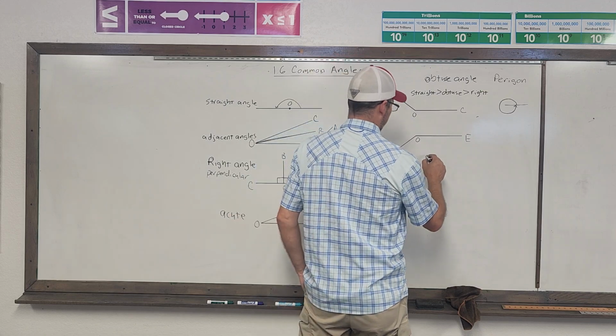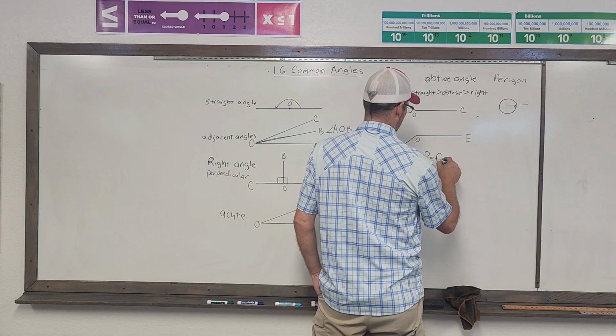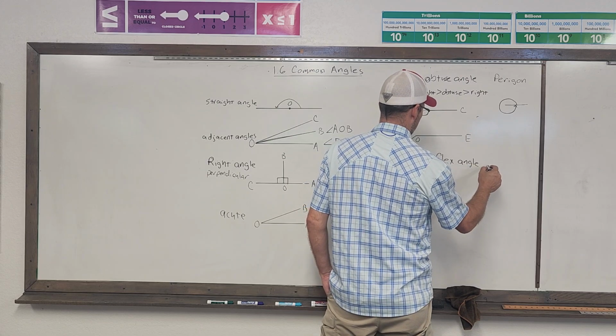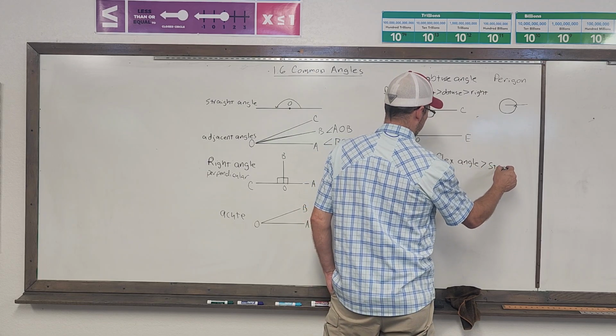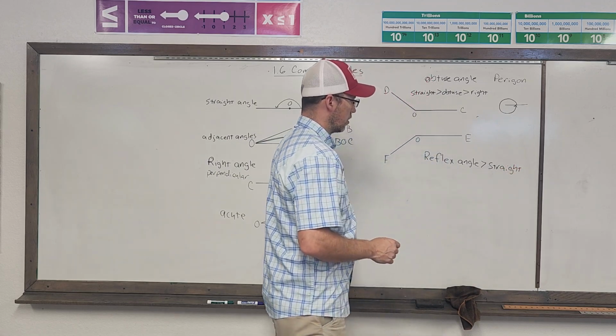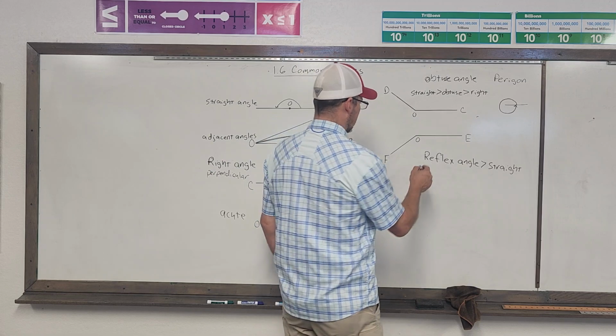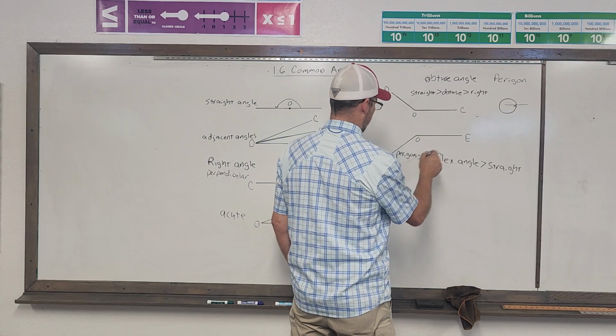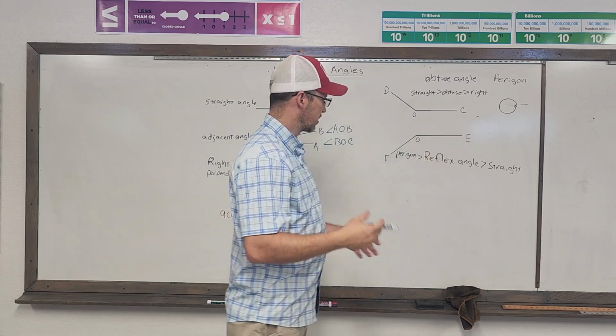That gives us reflex. A reflex angle is greater than a straight angle. Greater than straight, but it's less than a perigon. Perigon would be all the way around. Reflex is somewhere between them.